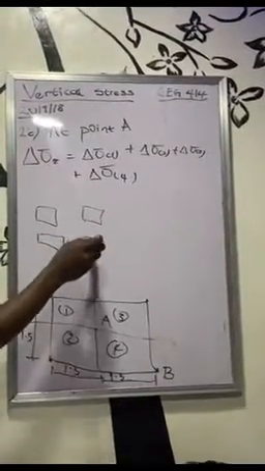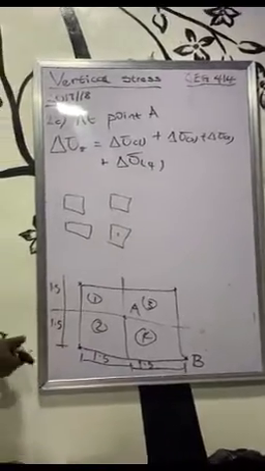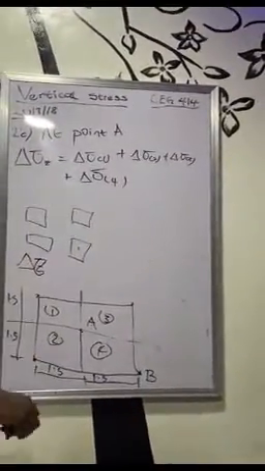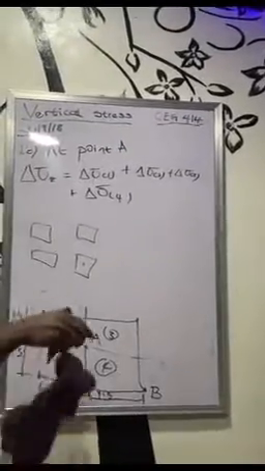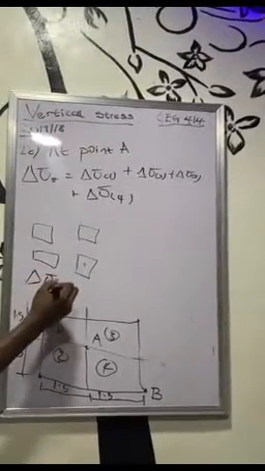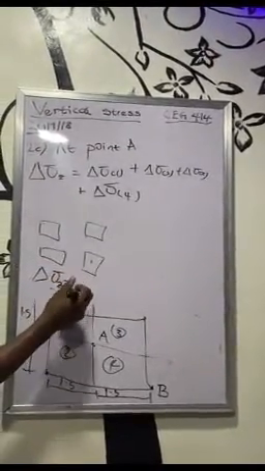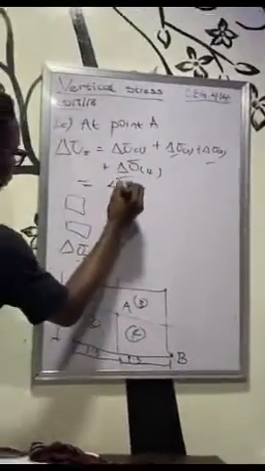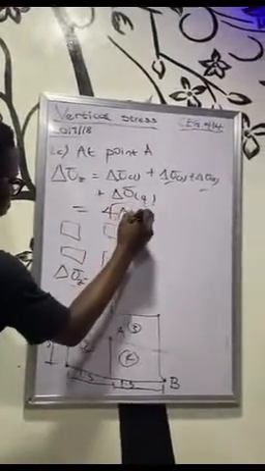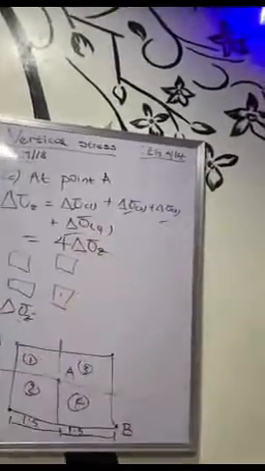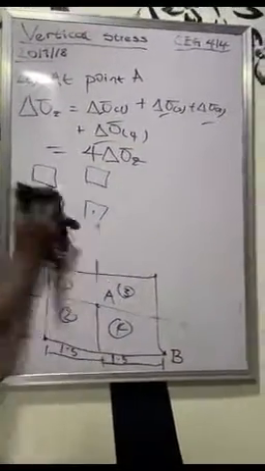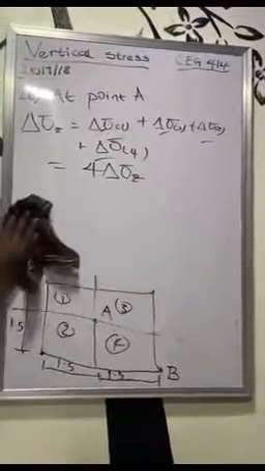Acted upon by the same Q of 100, it means my vertical stress for each rectangle is going to be the same. That means this is equal to this is equal to this is equal to this, which means I can just do 4 times the vertical stress of any of them. Hope this makes sense. So let's solve for the vertical stress of 1.